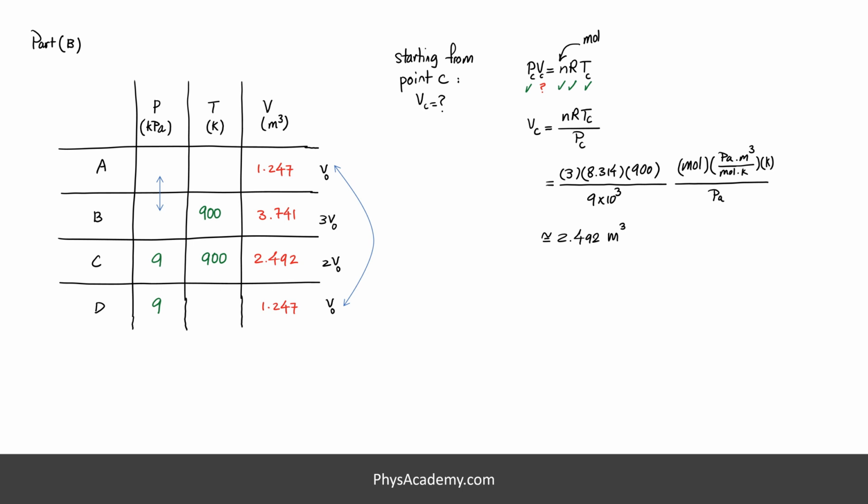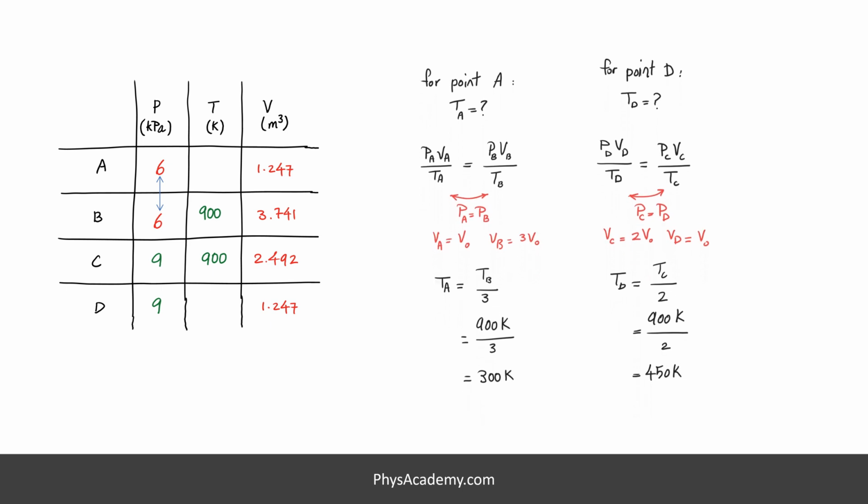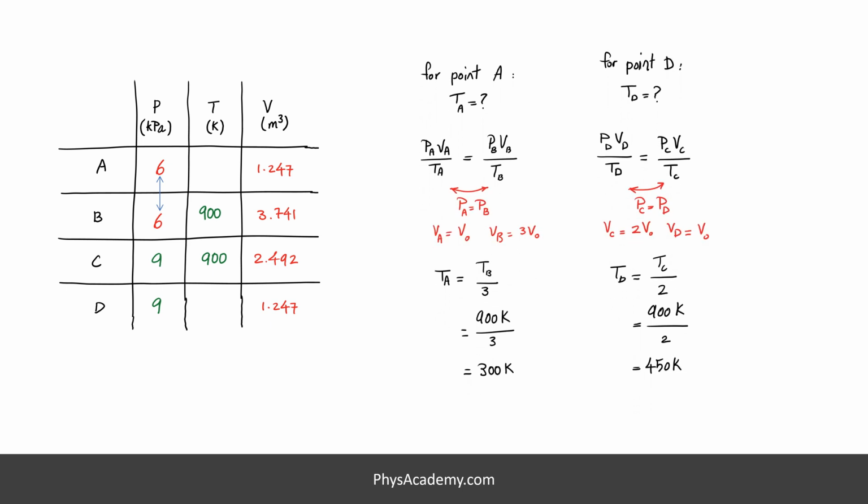We could use PV equals nRT again, but also we can use proportionalities. Let's practice this method instead. As shown, using a closed system states equation, we find the pressure of point B to be 6 kilopascals. Updating our table, now we know the pressure for points A and B. Again, using the proportionality relation, we can calculate the temperature of A as 300 and D as 450 kelvins. Updating our table, we have all of the values.